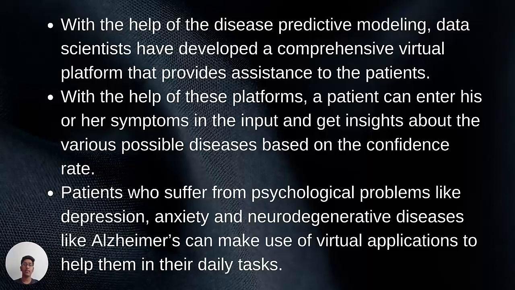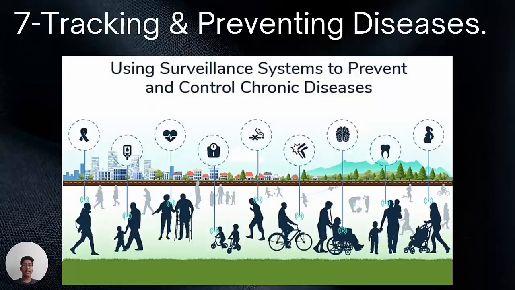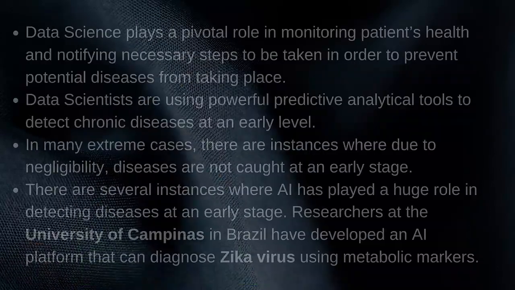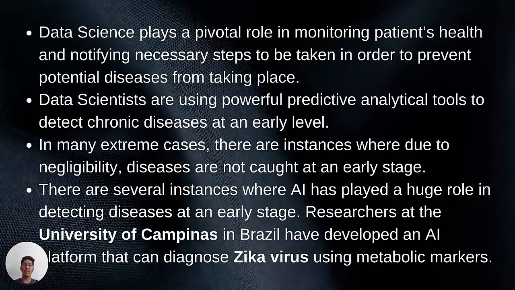Okay, the next application. The seventh application is tracking and preventing the disease. This step is also one of the crucial applications of data science used in healthcare. This is for tracking and preventing the disease, using surveillance systems to keep control over chronic diseases. They play a vital role in monitoring patients' health and notifying the necessary steps to be taken in order to prevent potential disease. In many extreme cases, due to negligence, diseases are not caught at an early stage.